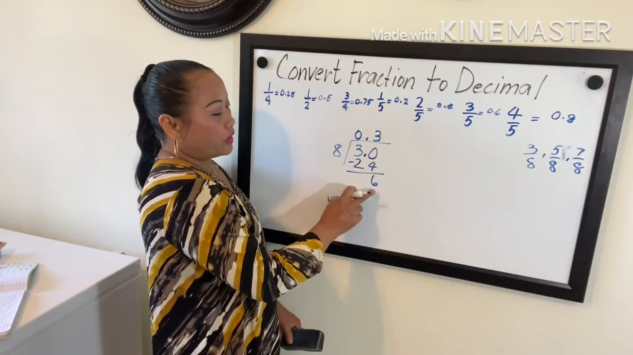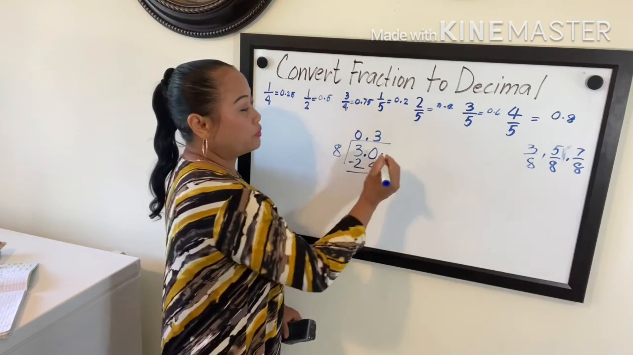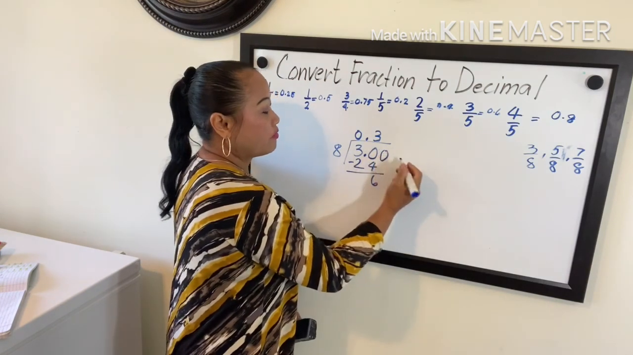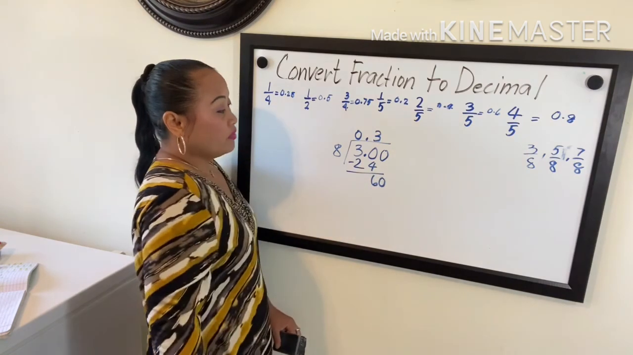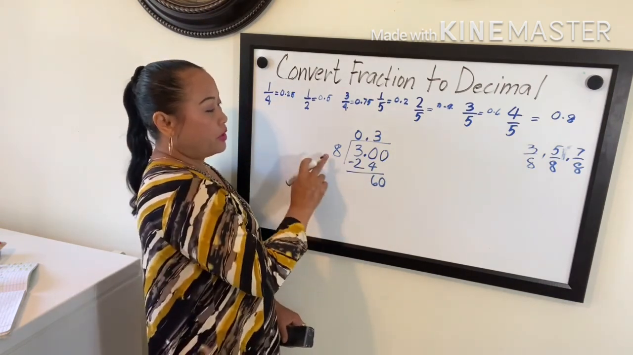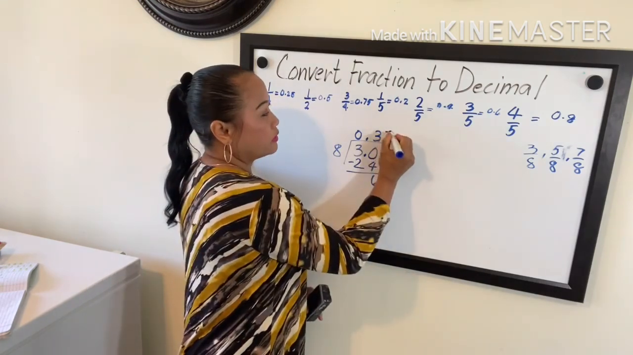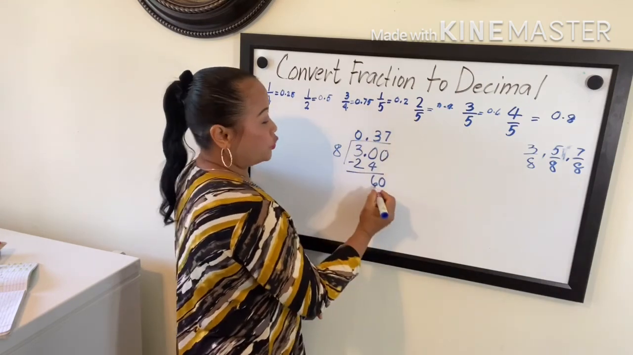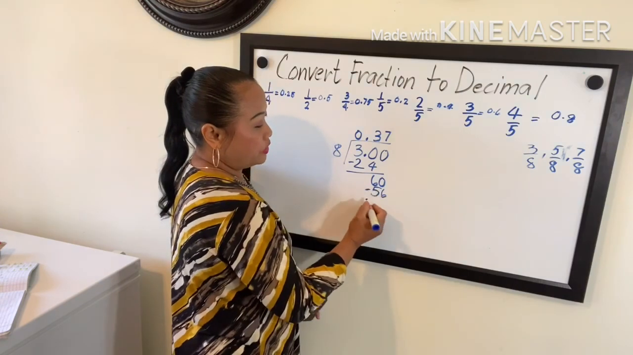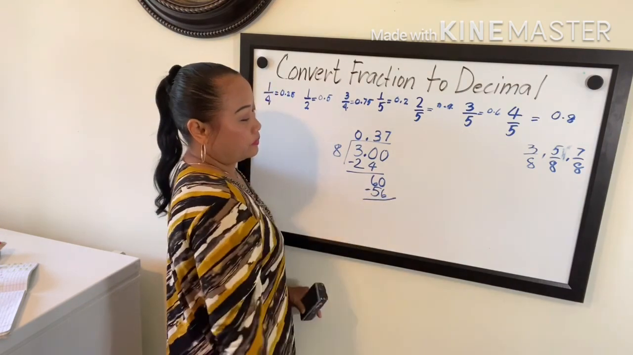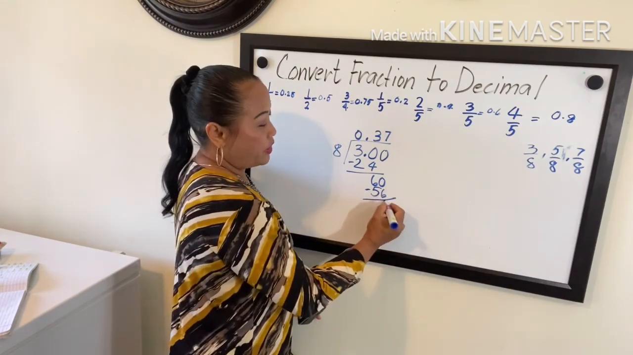So 6 divided by 8 cannot be done, it's very small, so we have to add 0 into the dividend here and bring it down straight. 60 divided by 8 is, let's say, 7. 7 times 8 is 56. Now we will subtract. 60 minus 56 is 4.